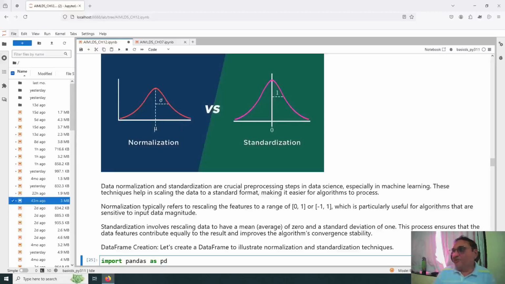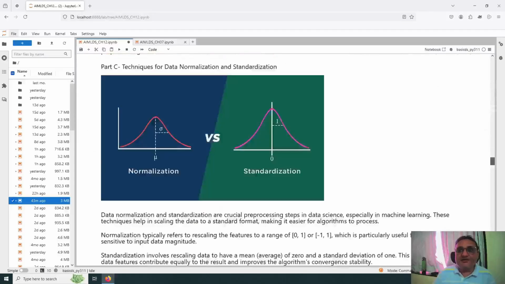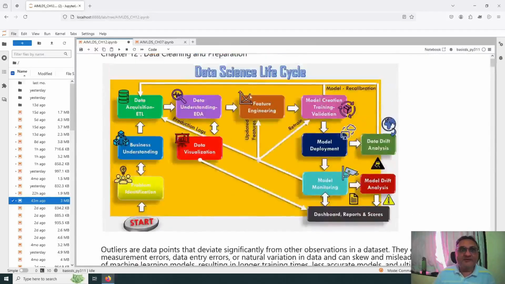Hello and welcome to the third lecture in the 12th chapter of our comprehensive course on AI, machine learning and data science. Now, here we are slowly entering this phase of the data science life cycle, that is feature engineering.